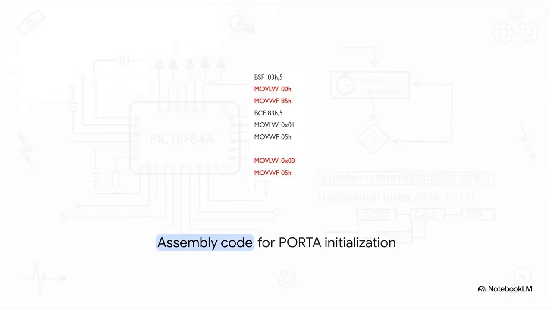Check out how cleanly this logic translates into assembly code. First, we set the status bit to access Bank 1. Then we move a hex value of 0 right into our W register turnstile and push it out to TRISA, which establishes the pins as outputs. We then clear the status bit to move back to Bank 0, move a literal hex value of 1 into the W register, and push it directly to PORTA. And just like that, the port goes high and boom, the LED turns on.